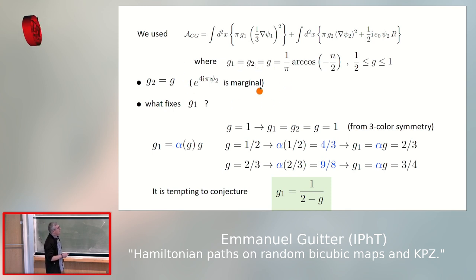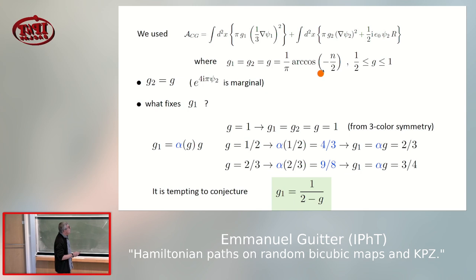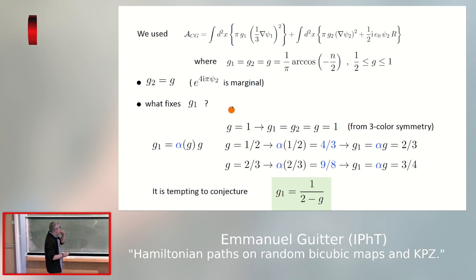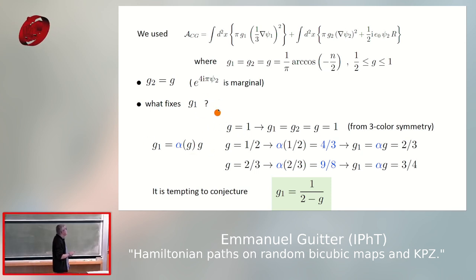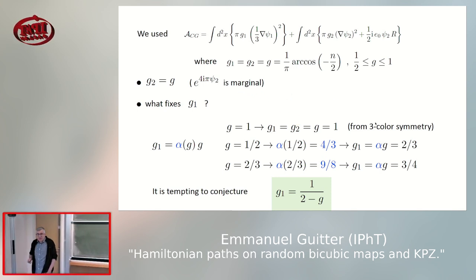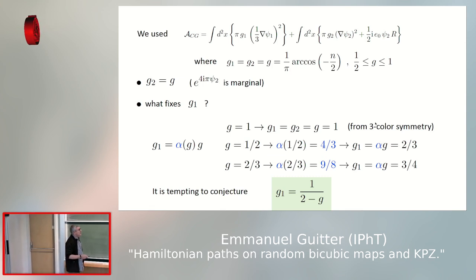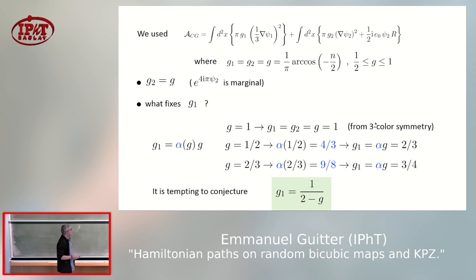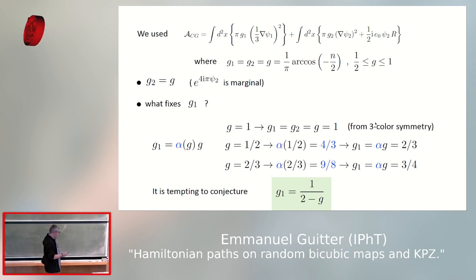So as we noticed already, this term acts only on psi 2, so it allows me to determine G2, but actually not really G1. So why should I take G1 equal G2? There is no good reason. So what fixes G1? I don't know. So it seems that G1 must be equal to G2 for the regular lattice. But whenever you couple it to Euler field, for instance, to find a random lattice, you don't know exactly what fixes G1.